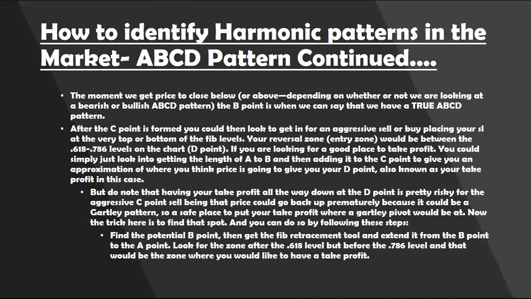But do note that having your take profit all the way down at the D point could be pretty risky for the aggressive C point sell, because price could reverse prematurely, as it could be a Gartley pattern, all right? So a safe place to put your take profit is where a Gartley pivot would be. Now the trick here is just to find that spot, and you can do this by following these steps. To find the potential B point, you get the fib retracement tool and extend it from the B point to the A point. Look for the zone after the 0.618 level but before the 0.786 level, and that would be the zone where you would like to have your take profit.